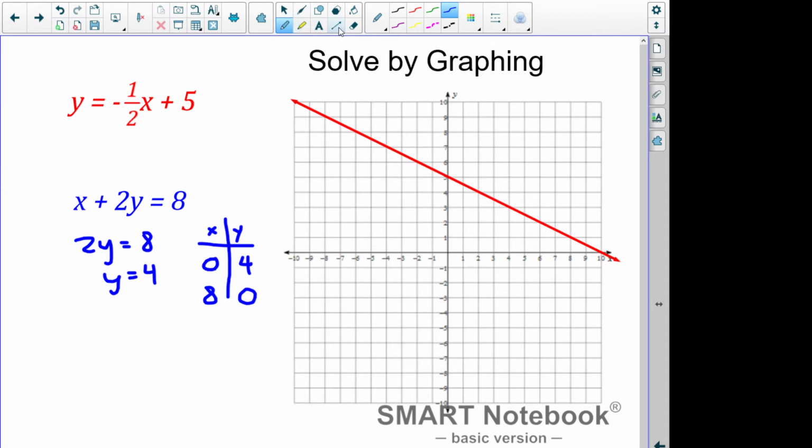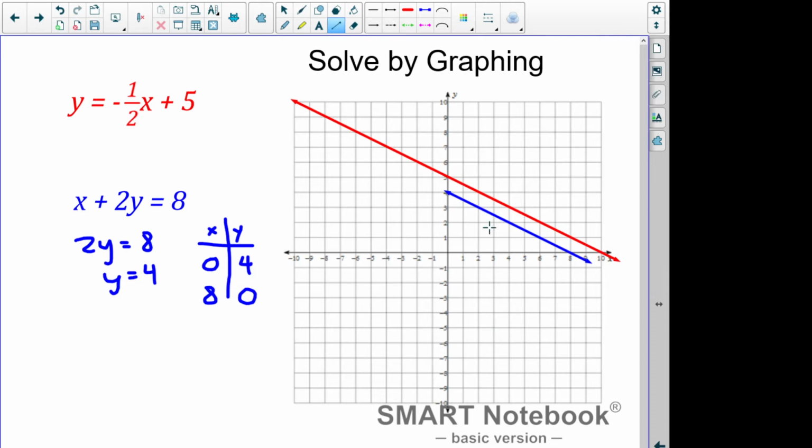I can go ahead and graph that. So I know it goes through the point 0, 4. Change my color here. It goes through the point 0, 4, and it also goes through the point 8, 0. So there I have my system of equations. And I can see that it looks like those lines are not going to cross.